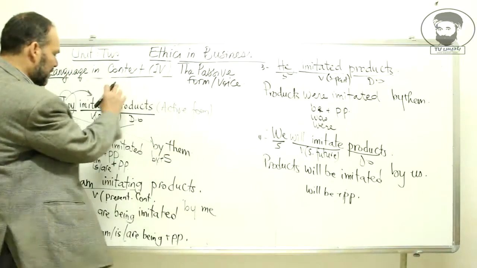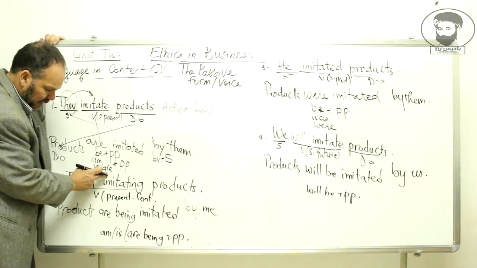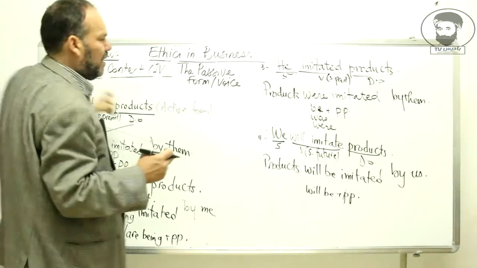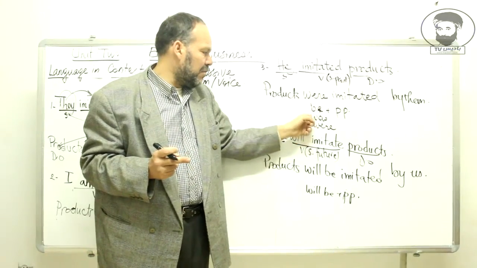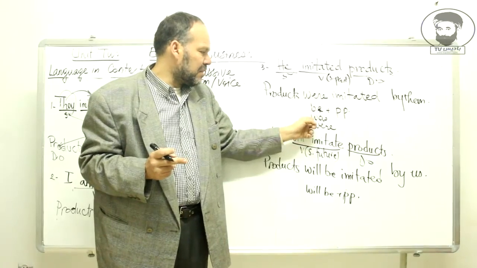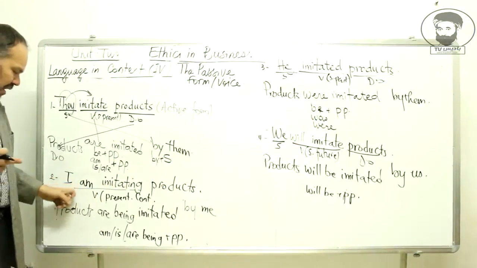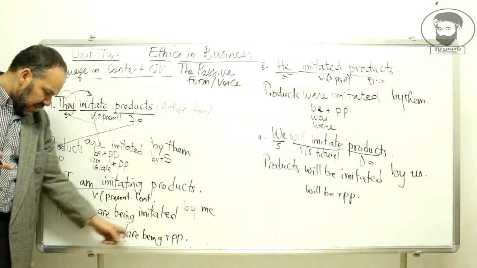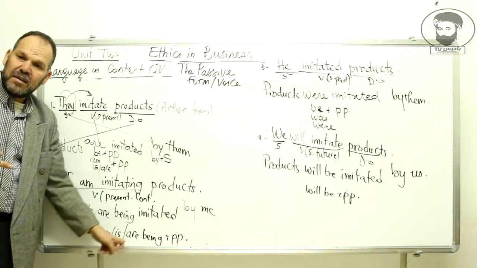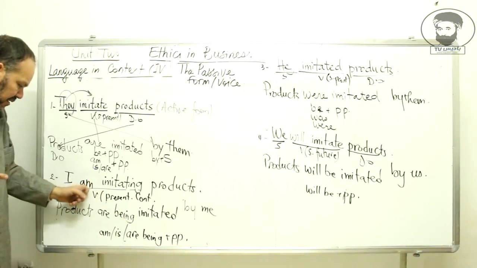So when it is in the present, you say I am, or he is, or they are. When it's in the past, we say I was, he was, she was, they were. Now when it's in the present, we say I am being. Remember, with be: I am being, she is being, he is being.